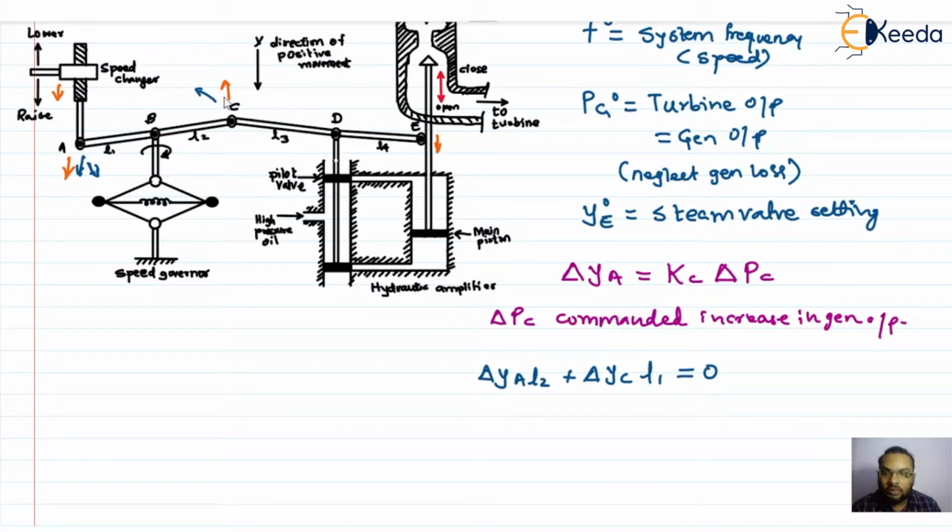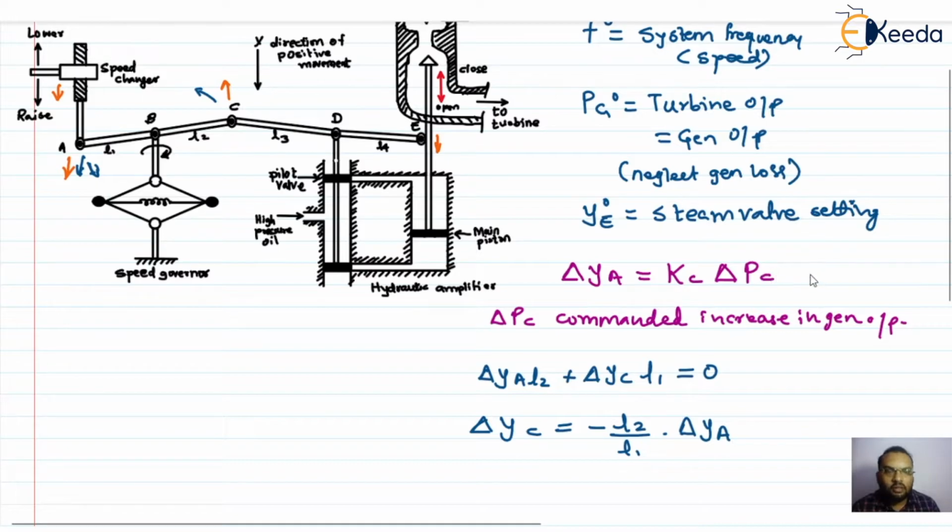So this change in position of C is because of change in position of A. So I need to get this change in position of C in terms of this change in A. I can write change in position of C as just equal to L2 by L1 into change in position of A. Now let us call this equation number 1 and this equation number 2.